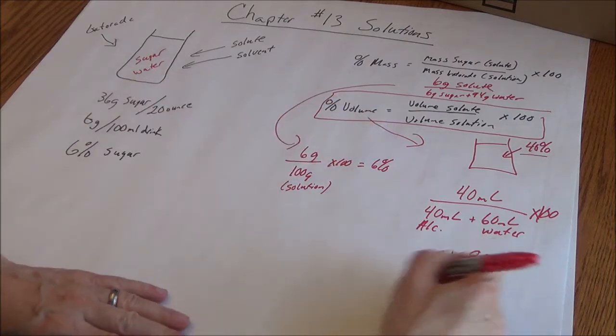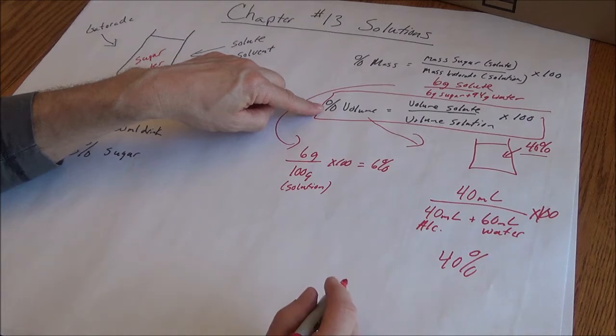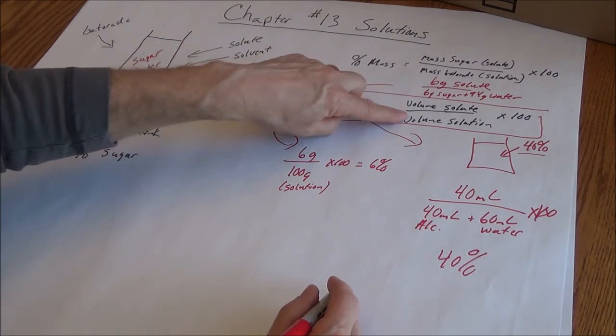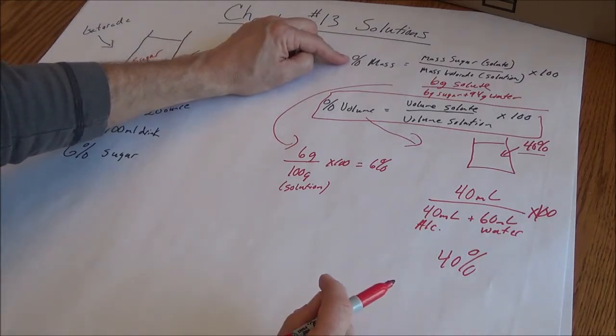That's what 40% means. Now why do we use this one? Because alcohol and water are two liquids. We measure them using graduated cylinders. We use percent mass whenever you're involving a solid and a liquid mixed together.